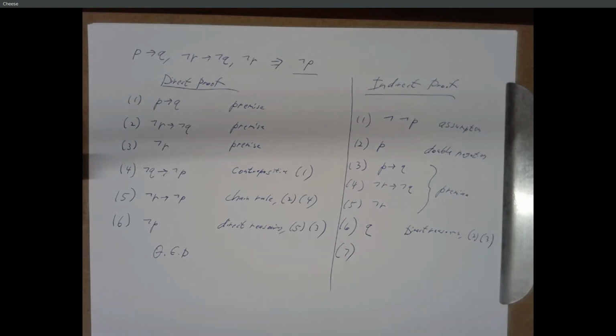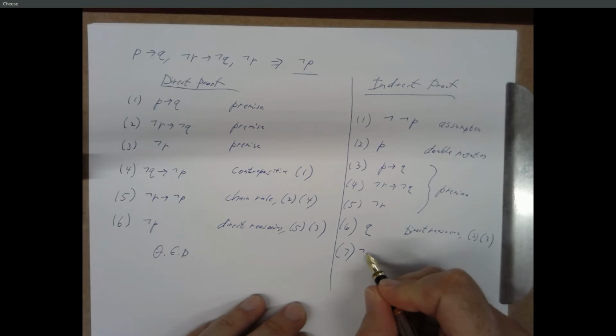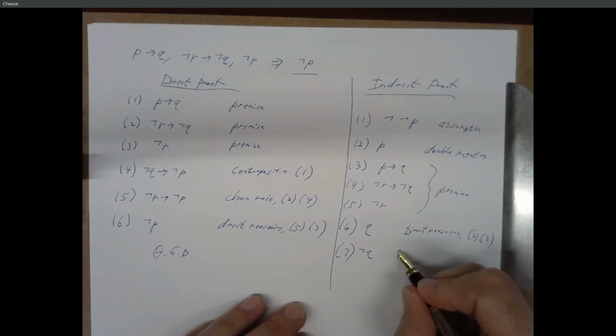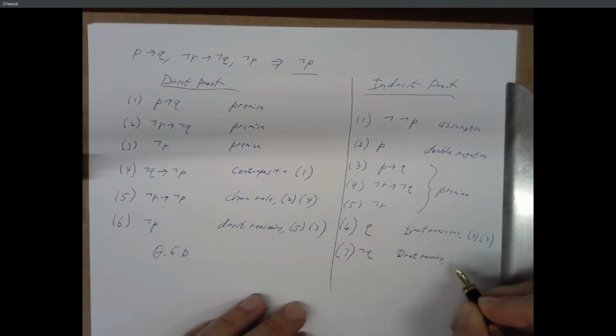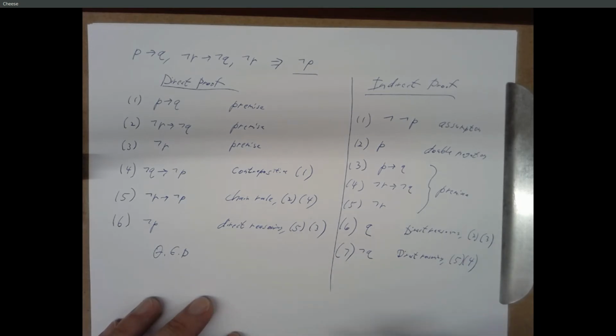Four and 5. 5 says not R, 4 says not R implies not Q. I can put those together and conclude not Q. That's direct reasoning 5 and 4. The order of these doesn't matter. And an astute observer will say, hey, I've just proven Q and I've just proven not Q. Something's fishy there, right?